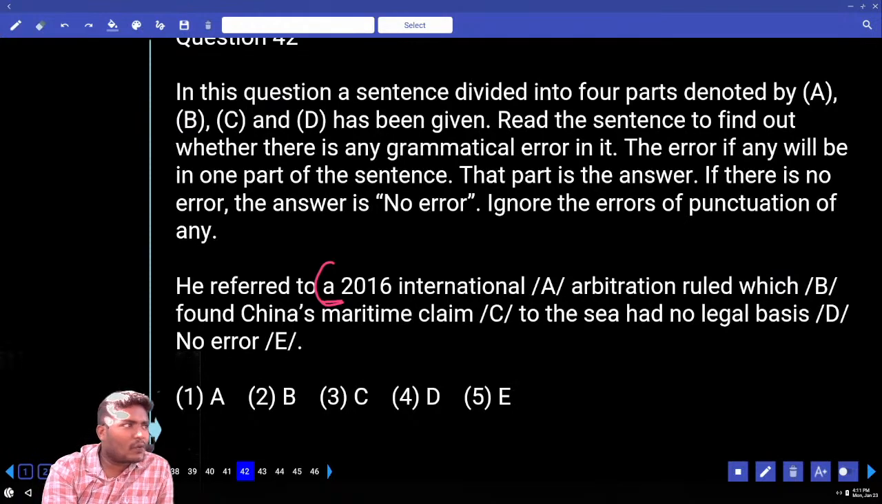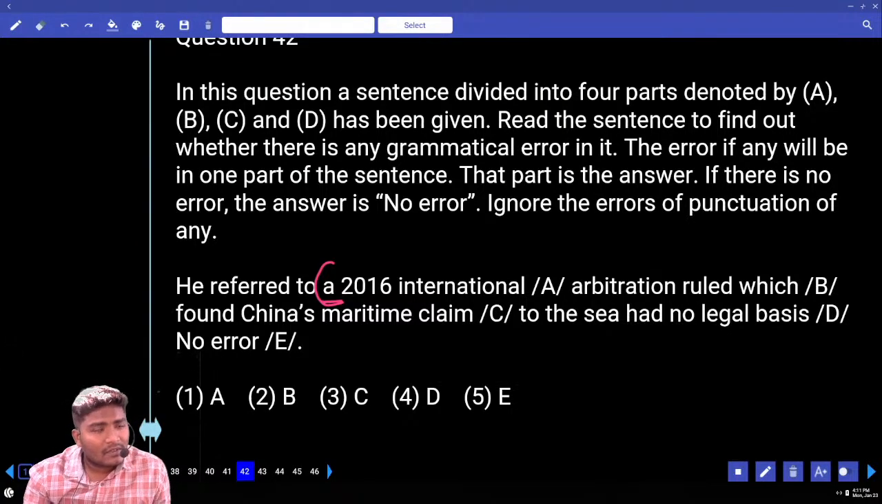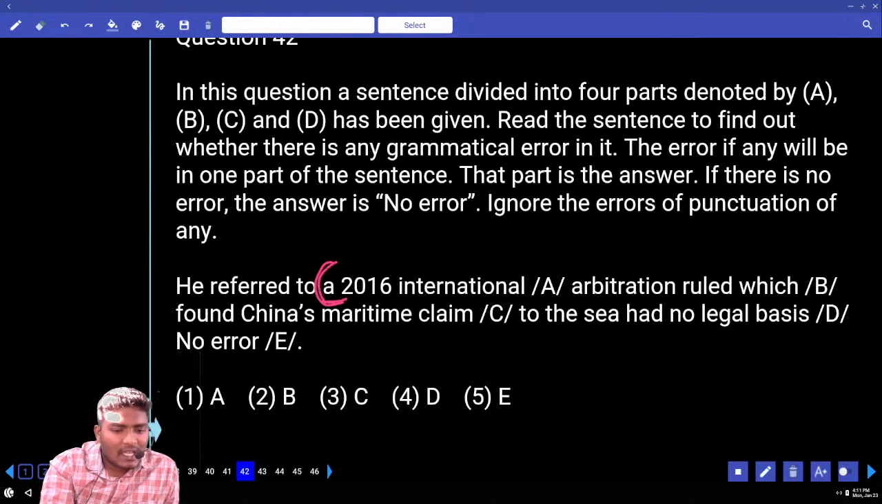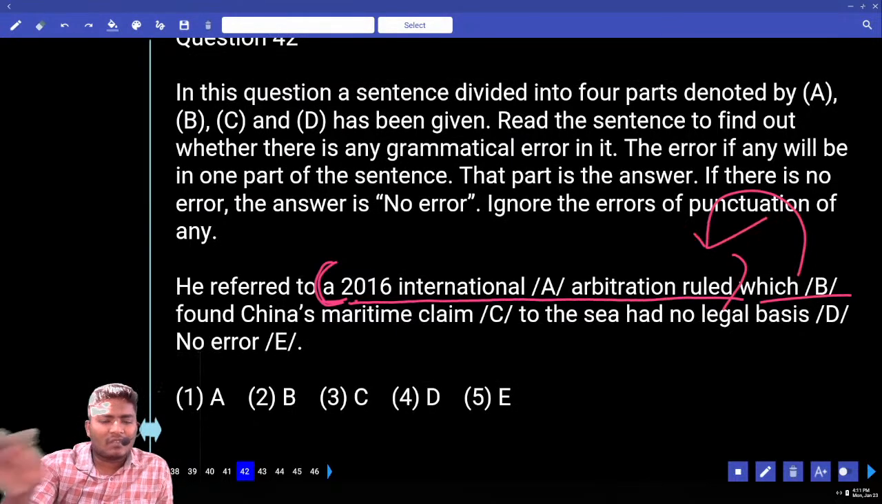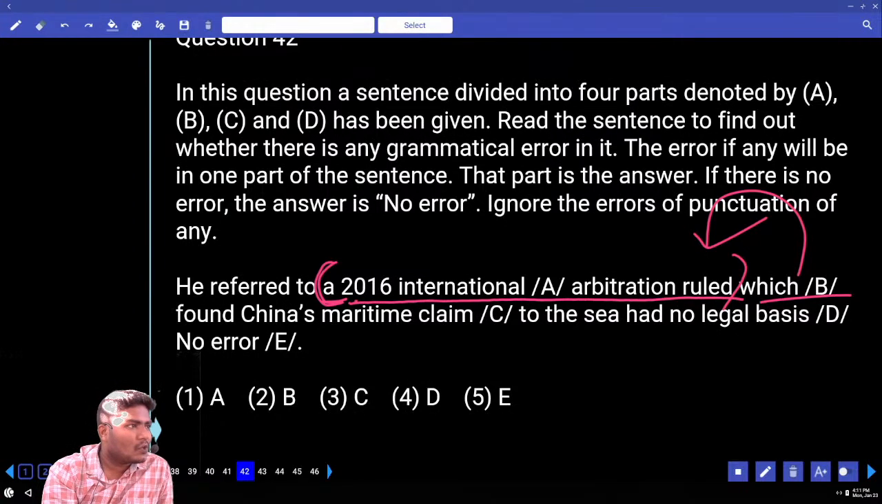After articles, what do we need? Nouns are needed, or we can also use adjectives. What type of noun do we need? A singular noun. Now, he referred to something. What is that? He referred to a 2016 international arbitration ruled, which refers to this noun. Now, what is the noun that is given there? Ruled is what is given.